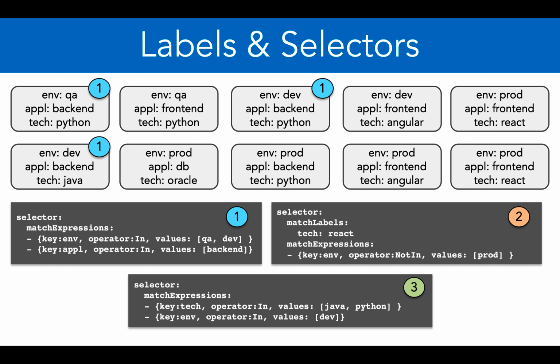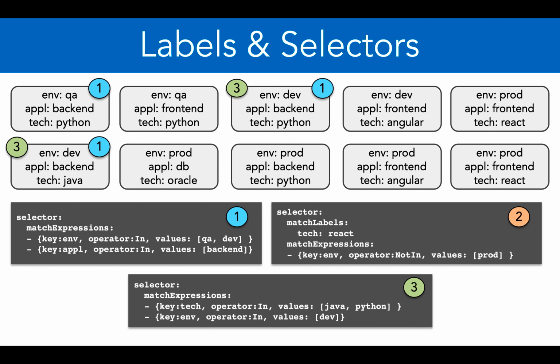Let's take one more example, and this time we again have 2 match expressions. The first one says that key tech should be in values either Java or Python. It is either or because the operator is in. And in the second case, key is env and the value should be in dev. Again, one value, so it should be equal to. So pause this video and answer the question. I hope you have got it.